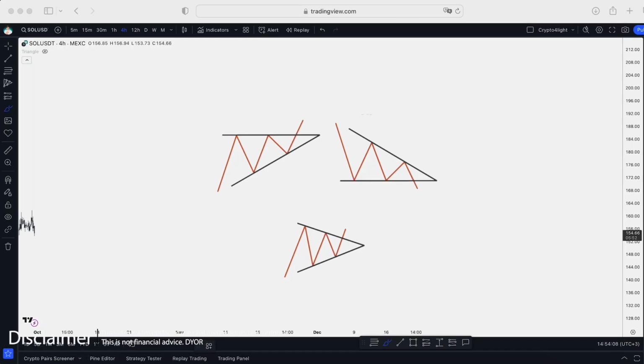Today we'd like to talk about triangles: ascending triangle, descending triangle, and symmetrical triangles. So what's the problem with that type of patterns in trading? Let's dive in.